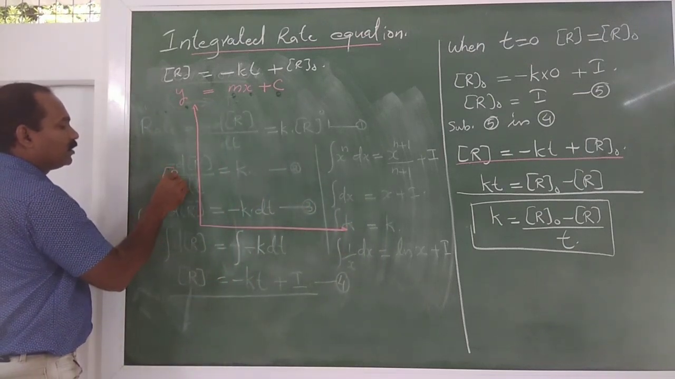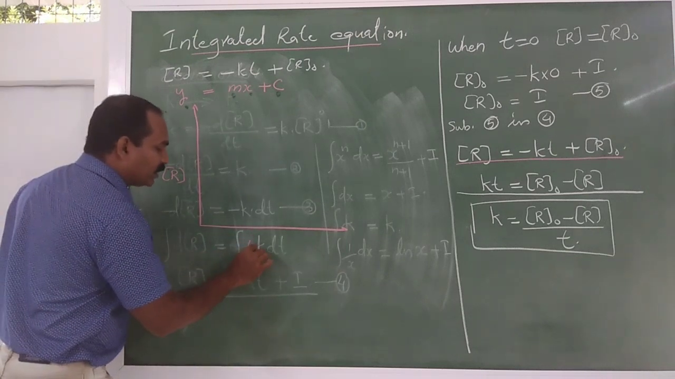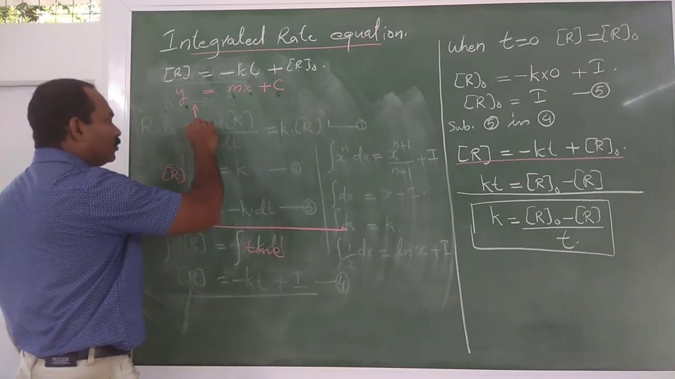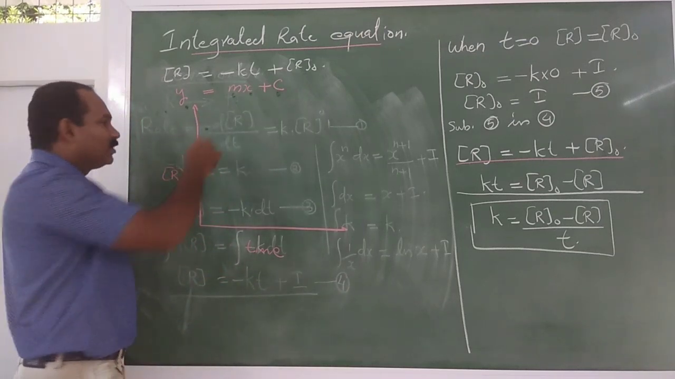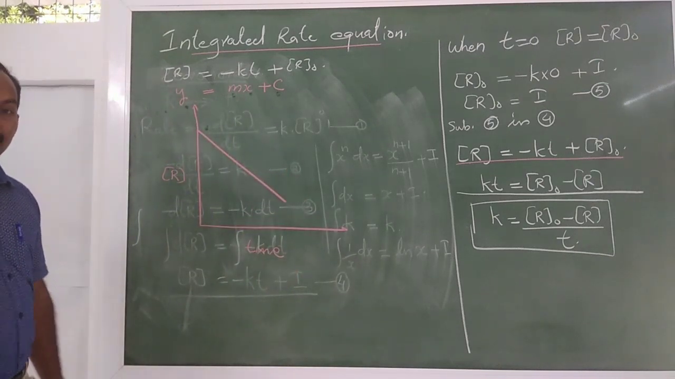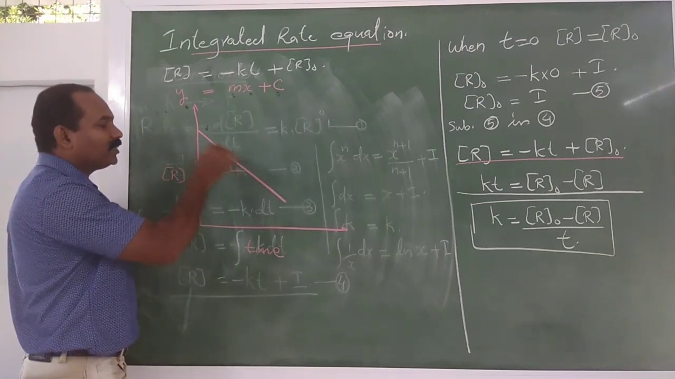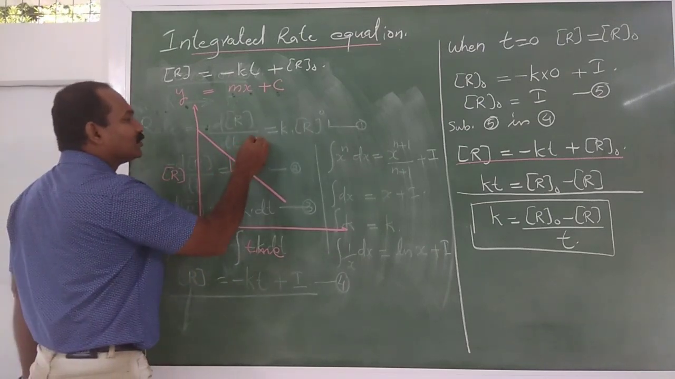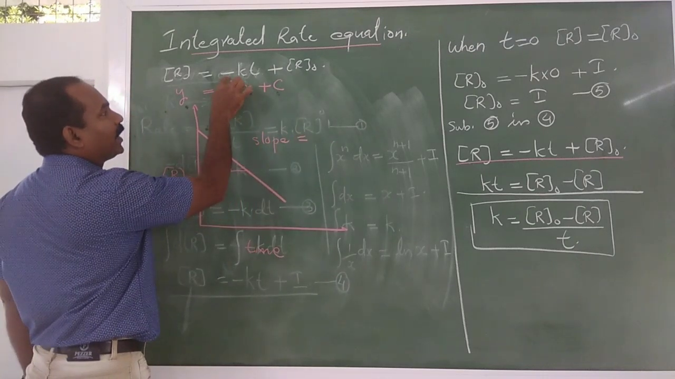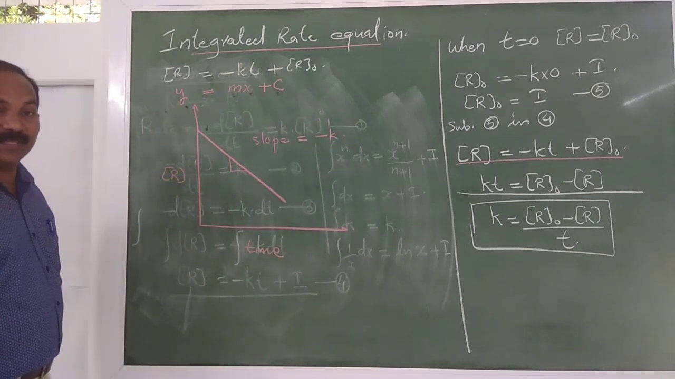Okay, let's draw a plot. Here we take the concentration of reactants, and here we take the time. By plotting concentration of R versus time, the plot is like this. What is the slope of the line? Slope is m, that becomes minus k.